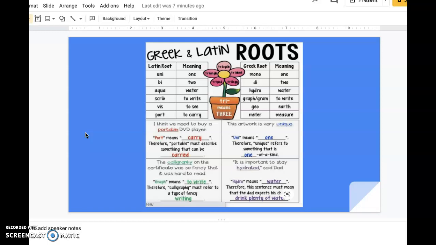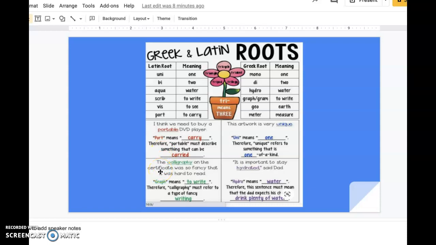I think it will be best if I read the sentences below. So I think we need to buy a portable DVD player. So a portable DVD player means port, which we can carry. Can we carry a DVD player? Yeah, we sure can. It's pretty small. Port means carry. Therefore, portable must describe something that can be carried.